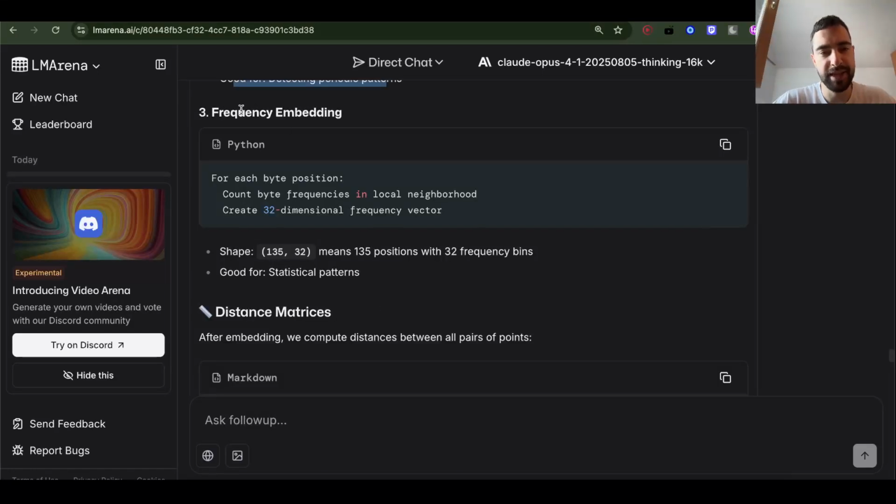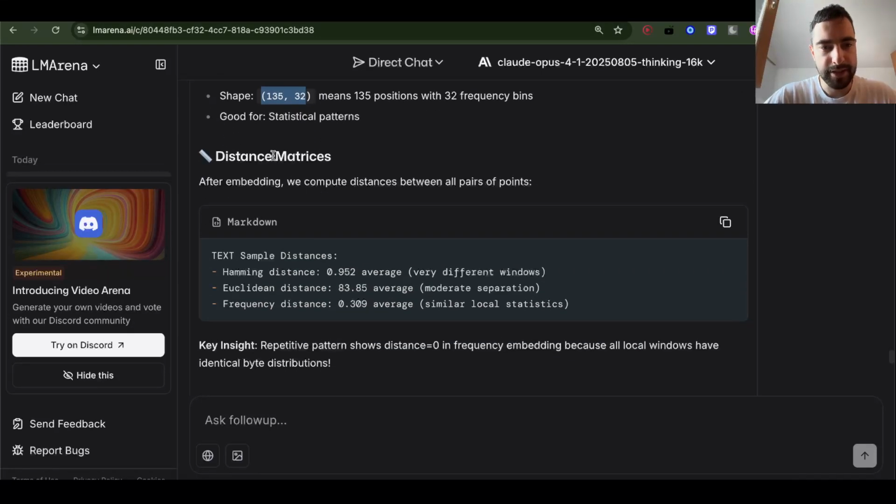And then frequency embedding: for each byte position, count byte frequencies in the local neighborhood and create a 32-dimensional frequency vector. Okay, what does this mean? We have 135 of those vectors, or positions, with 32 frequency bins. Good for statistical patterns. I'm just not sure how these 32 are selected. We'll see later.